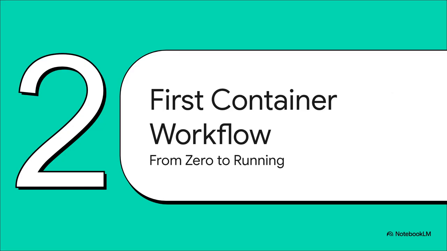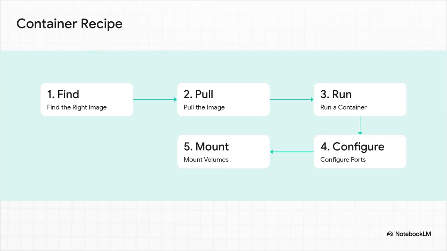Okay, that's enough theory. Let's get our hands dirty and see how this all works in the real world. We are going to walk through the exact steps you'd take to get your very first application up and running inside a container. It's really just a simple 5-step recipe. First, we find the blueprint we need. Then we download it to our machine. We use it to run a live instance. Then we have to open a door so we can actually talk to it from the outside world. And finally, if we need to save anything, we attach our storage.